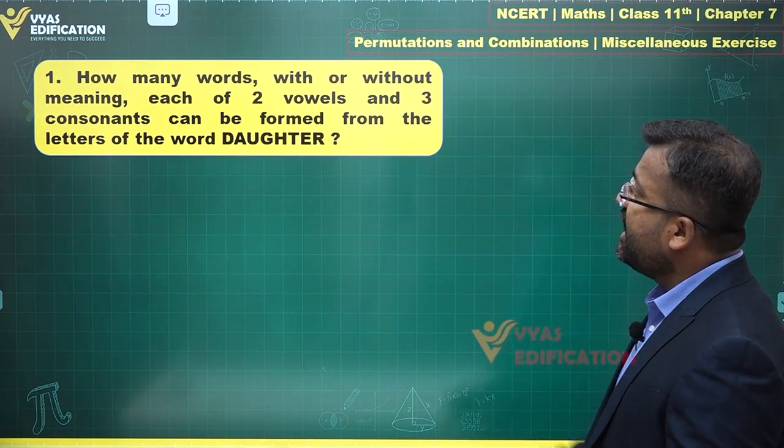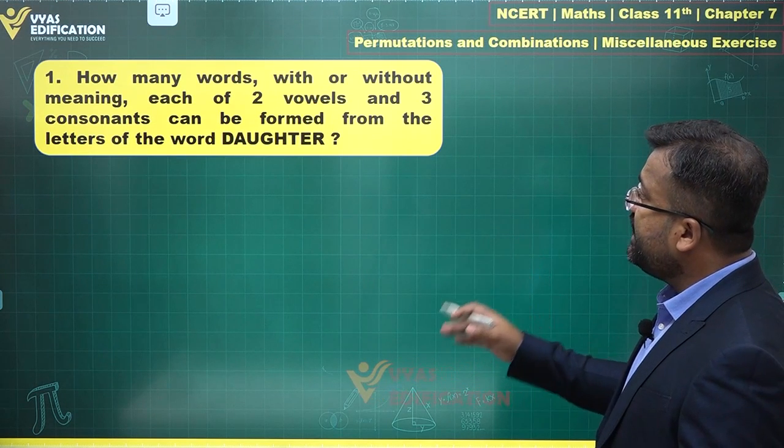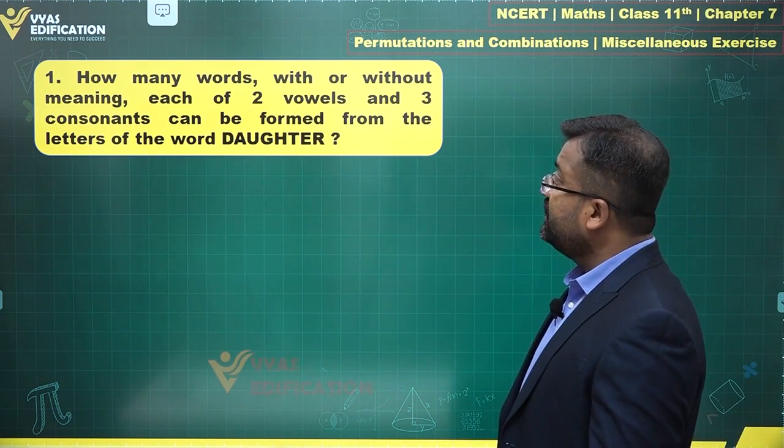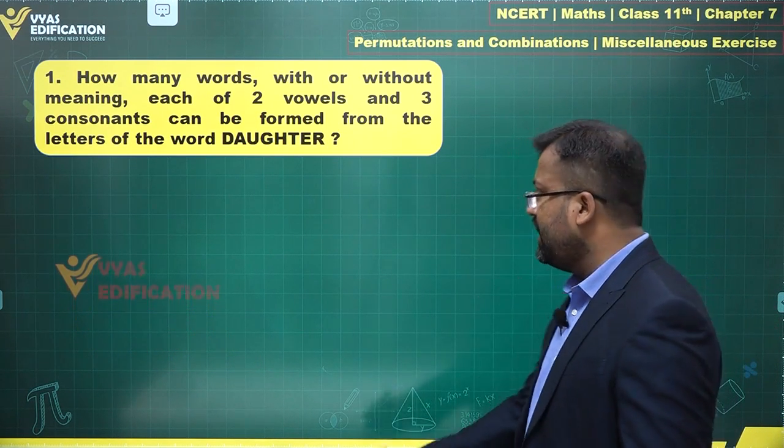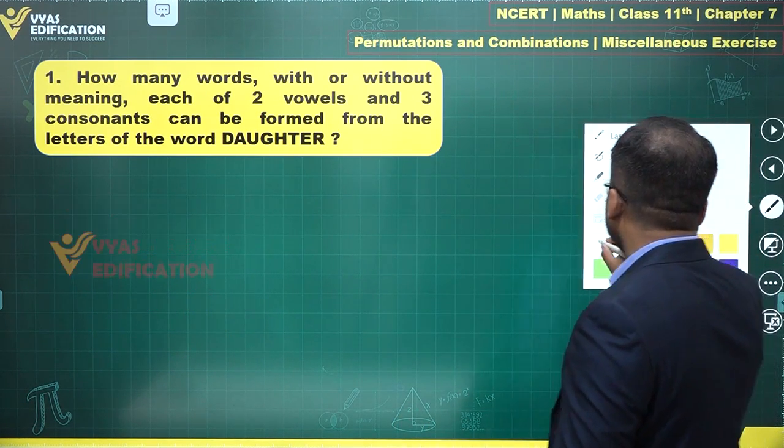The first question says, how many words without meaning, each of two vowels and three consonants, can be formed from the letters of the word daughter? Okay, let's see where this question takes us.